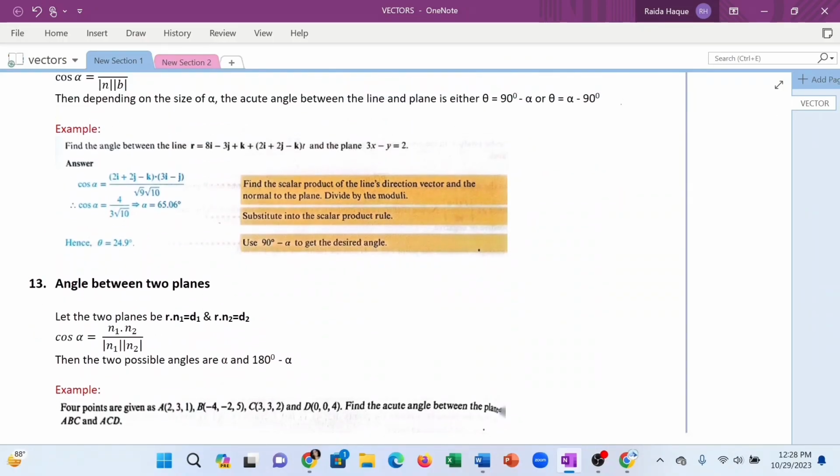So let's try out a sum. You have 4 points given as A, B, C, D, and you are asked to find the acute angle between the planes ABC and ACD. So try out the sum. A little hint is that before you can find the angle between two planes, you obviously need to find the equation of the two planes. We have learned how to find the equation in the last video, so let's get started. Please pause the video and solve the sum.